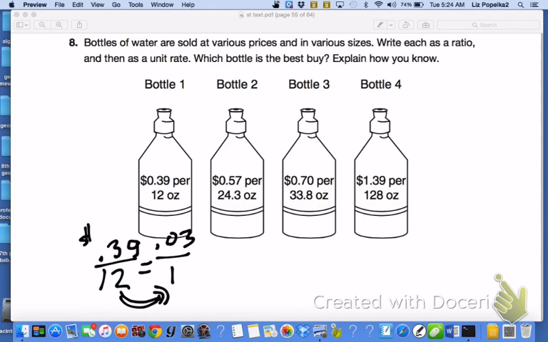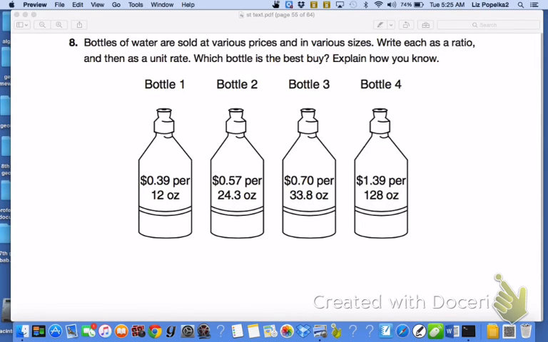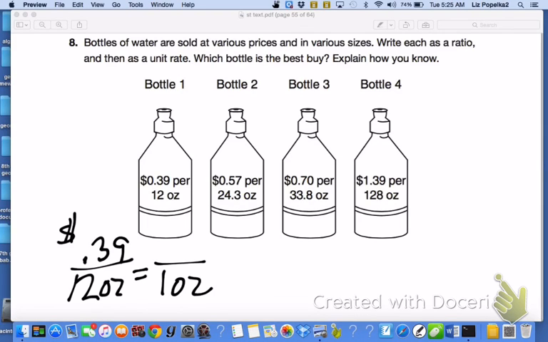Oh, oops. First it says, my fault, it says to write each as a ratio first. So let me go back and fix that. Well, I guess actually I did that. Never mind. I really already did that, because I did 39 cents per 12 ounces. So that is a ratio. Then I scaled it down so that it was the unit rate. So I'm not going to put my units in there just because I'm running out of room a little bit. If I round, this is going to be 0.03 dollars, or 3 cents per ounce. So the ratio for the first bottle is 39 cents per 12 ounces. Then if I scale it down, it's about 3 cents per 1 ounce.